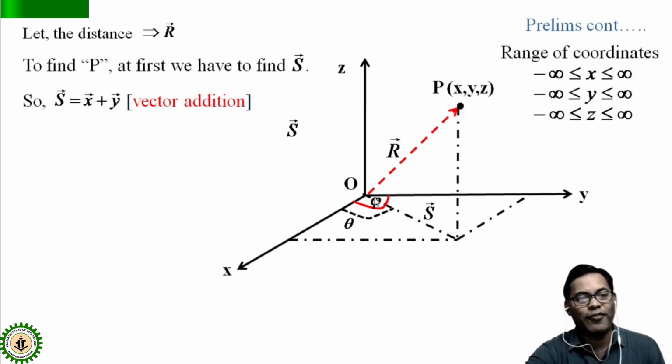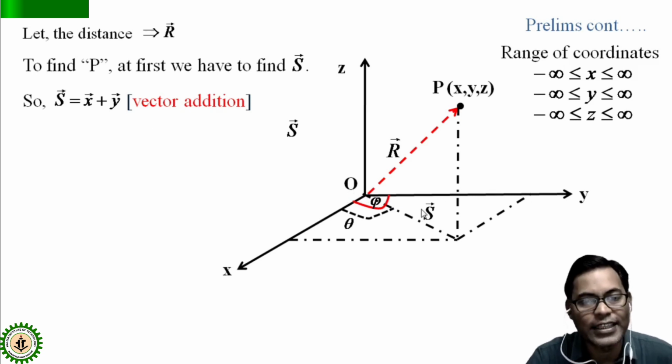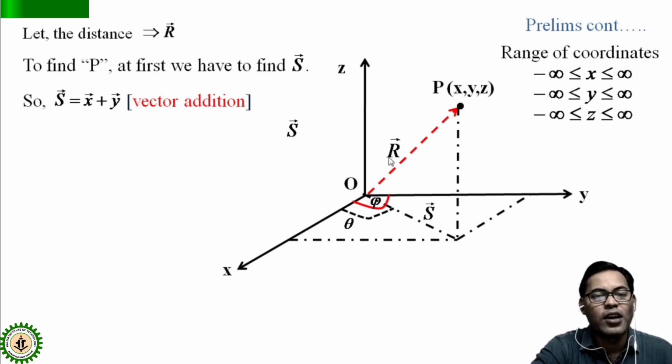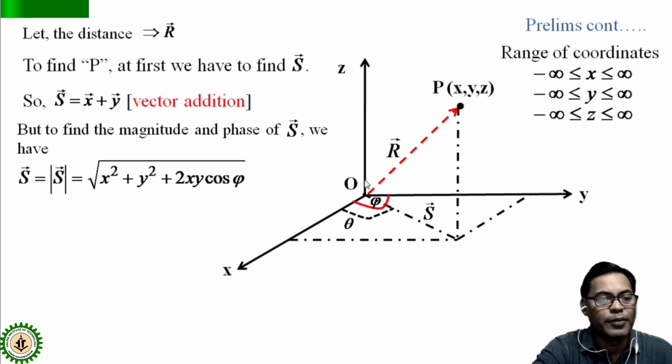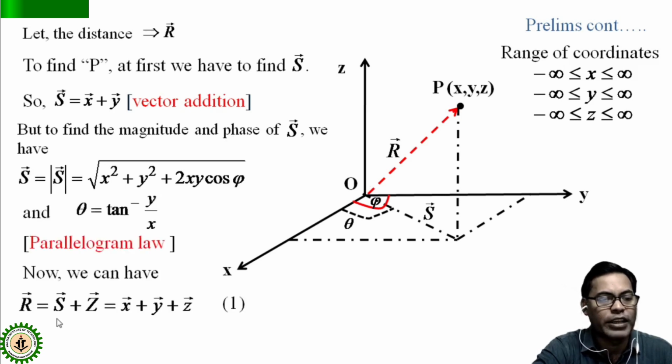Now if we have the vector s, then we can easily find the vector r. The vector r will be the summation of vector s and the vector z. So ultimately we have r equals s plus z, that is equal to x plus y plus z. Now the point is that s is a vector, so it has a magnitude and also a phase angle. We can use the parallelogram law to find the magnitude and the phase angle of s by the expression here.